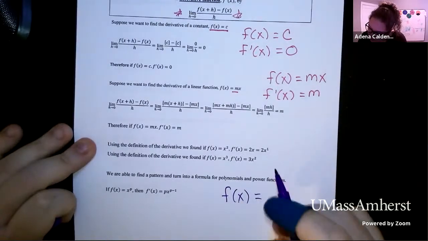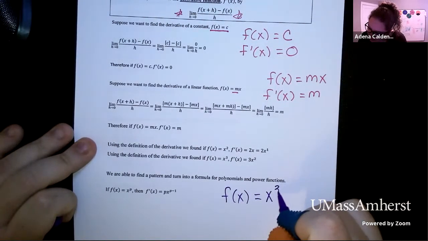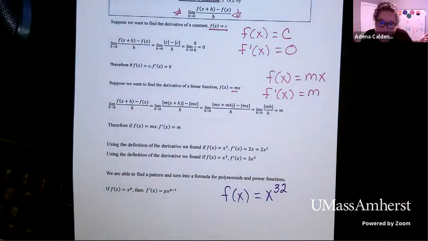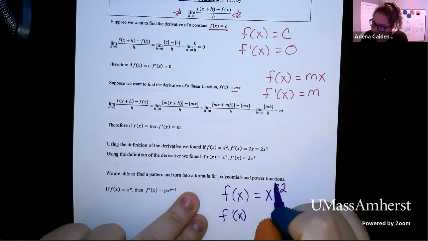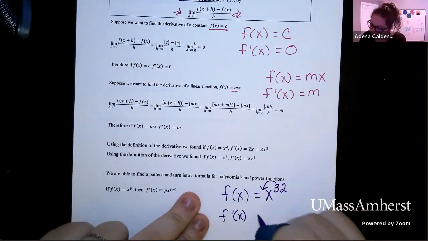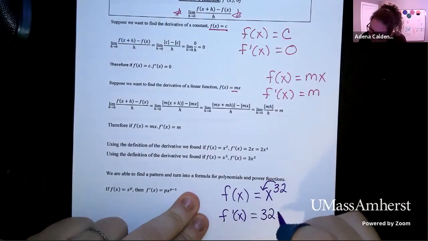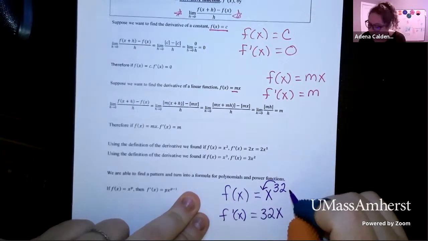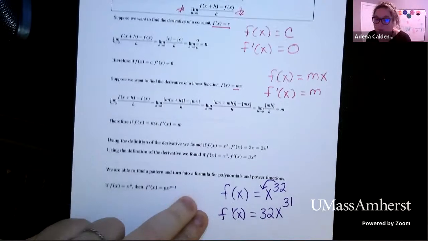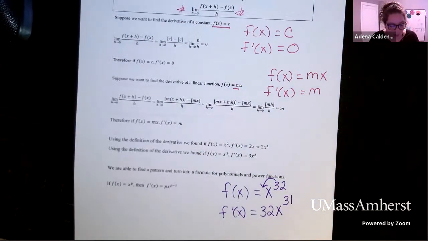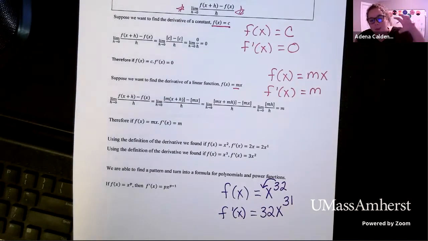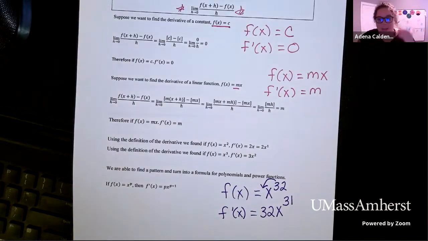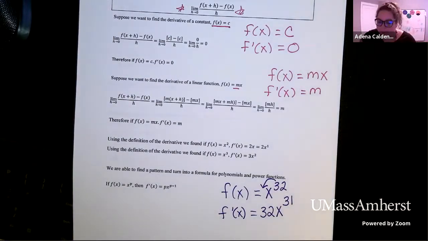So let's say we have x to the 32nd power. What this rule says is that the power will come down to the front. So we have 32x, and then we have to subtract 1 from the power, to the 31. So again, one of the key elements of this is recognizing that we can use this formula, and we do that because we notice that x is in the base and it's raised to some number.